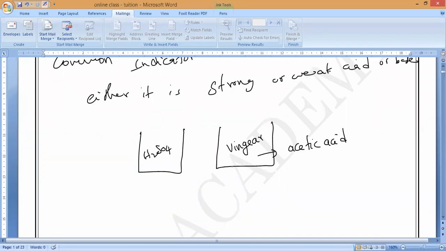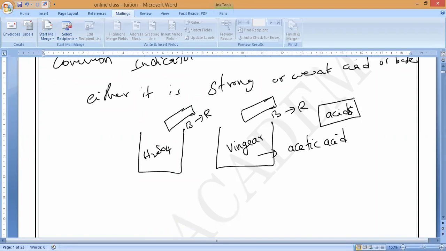Yes, ethanoic acid. If I take the litmus indicator in both the solutions, blue litmus turns to red color in both. So both substances are showing only that they are acids. Is it yes or no? You have to speak. It is saying that both are acids, but with the help of litmus we cannot say that H2SO4 is a strong acid and vinegar is a weak acid.